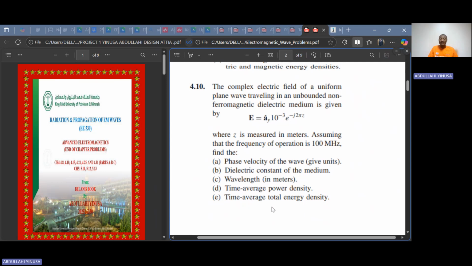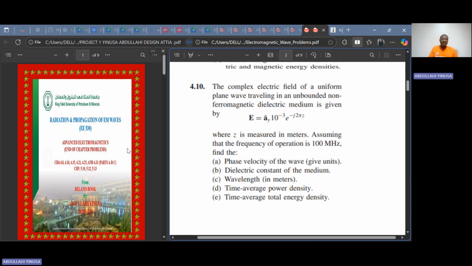Then we have the time average total energy density. That's 1/4 epsilon naught E square, for the electric field. We are going to calculate that for the magnetic field too. That is going to be 1/4 mu naught H square. So then you are going to sum the two. You are going to add the two. So that is all about question 4.10.